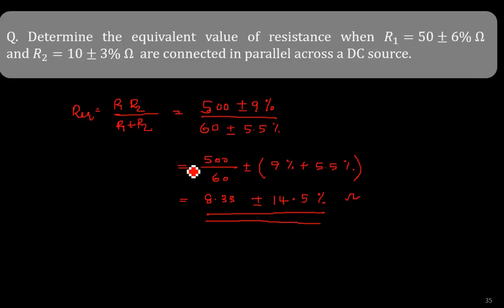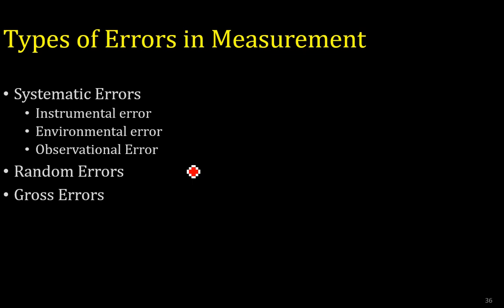Okay, so that is how you simplify it. Now you have different types of errors that occur during measurement. These are systematic errors, random errors, and gross errors.